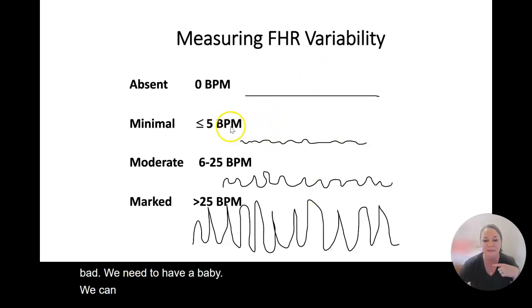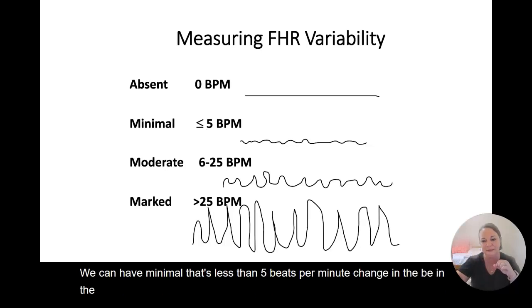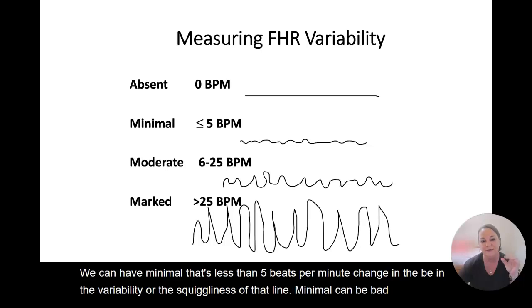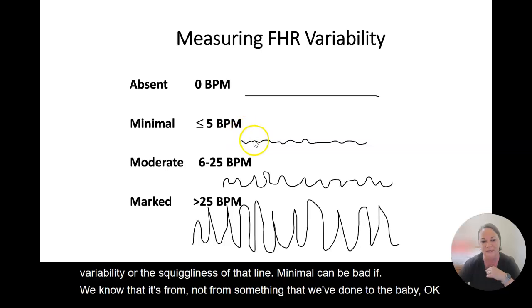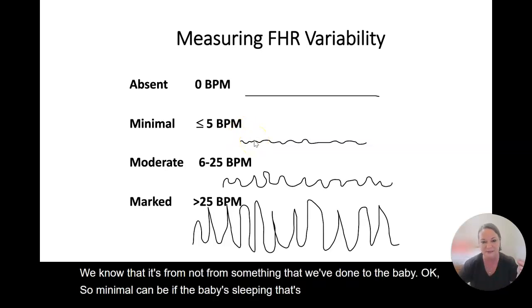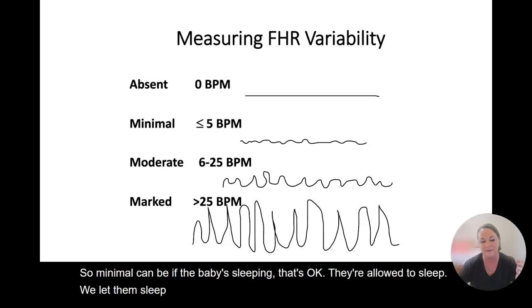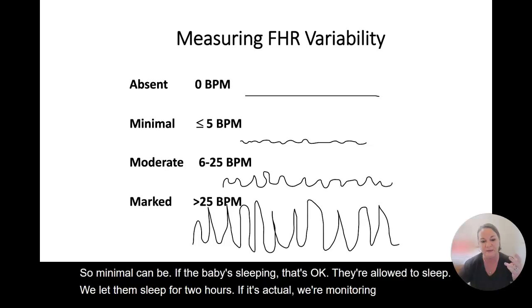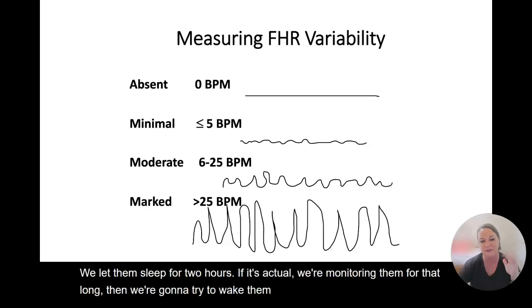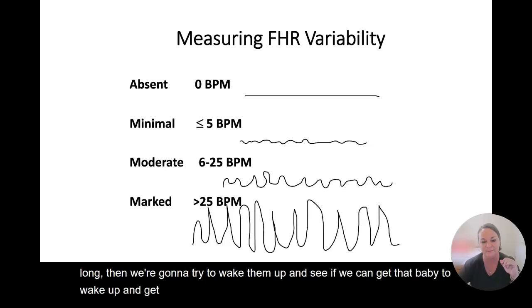We can have minimal, that's less than 5 beats per minute change in the variability or the squiggliness of that line. Minimal can be bad if we know that it's not from something that we've done to the baby, okay? So minimal can be if the baby's sleeping. That's okay. They're allowed to sleep. We let them sleep for 2 hours. If it's actual, we're monitoring them for that long. Then we're going to try to wake them up and see if we can get that baby to wake up and get more variability. We can also have minimal variability if we've given a narcotic.